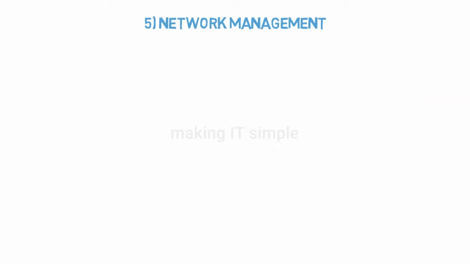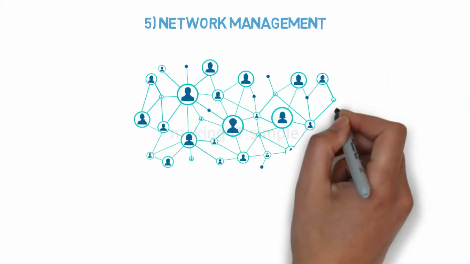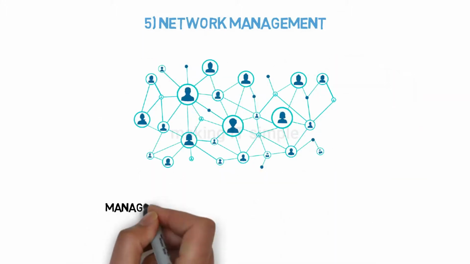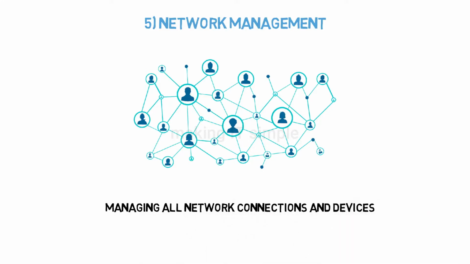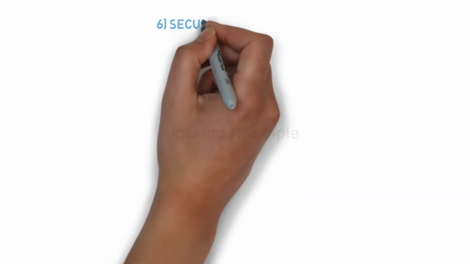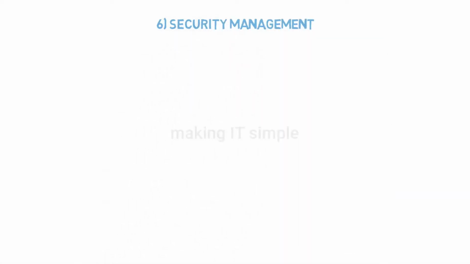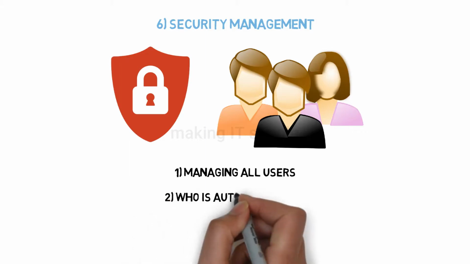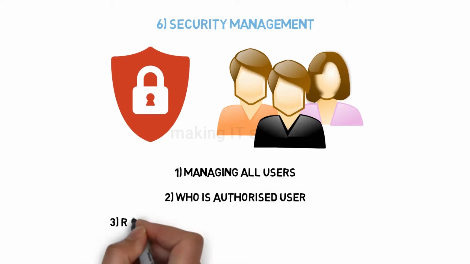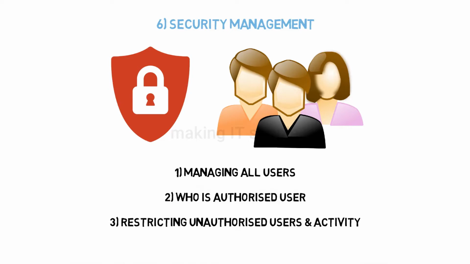Fifth one is network management. Nowadays every device is connected with each other in a network. Managing all network connections and devices is done by the operating system. Last one is the security management. As there are many users in a system, which user has authority to access the device or information, who is an authorized user, restricting unauthorized access or activity. This all is done by the operating system.